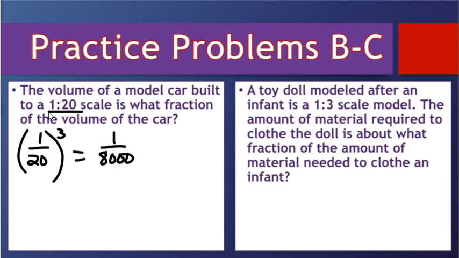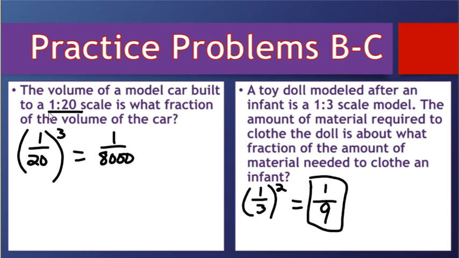And the last one, a toy doll modeled after an infant is a 1 to 3 scale model. The amount of material required to clothe the doll is about what fraction of the amount of material needed to clothe an infant? The scale is 1 to 3. Since we're trying to find how much material is needed to clothe the infant, we are looking at area here. So for area, we square the scale factor. We would say 1/9 the material needed to clothe the infant. So that is our lesson today on similar solids.